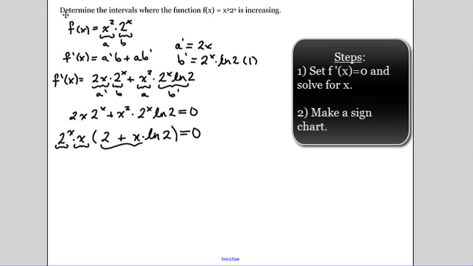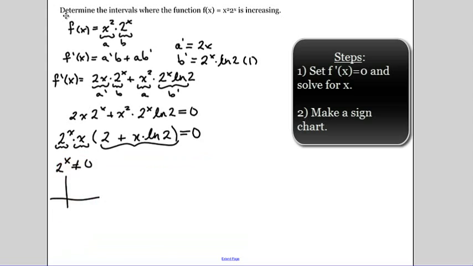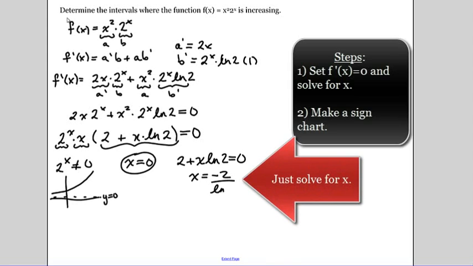So I have a product of 3 factors that equal 0. So I can look at them individually. At least one of these is going to equal 0. 2 to the x can never equal 0, of course, because an exponential function never crosses the x-axis. The second factor equals 0 when x equals 0. And the third factor, 2 plus x ln 2, equals 0 when x equals negative 2 divided by ln 2.